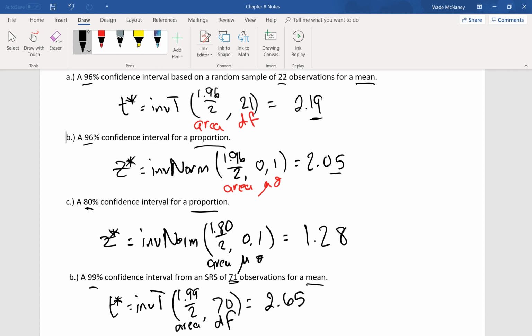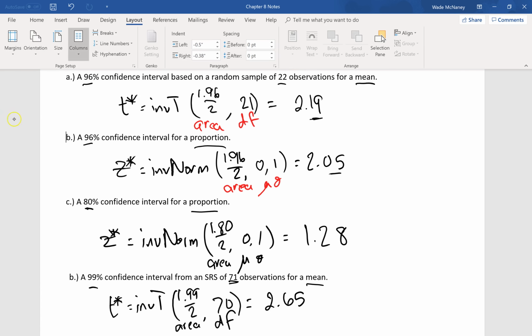So quickly recap from yesterday, or from Tuesday, finding our critical values. Now, moving on to the new stuff.